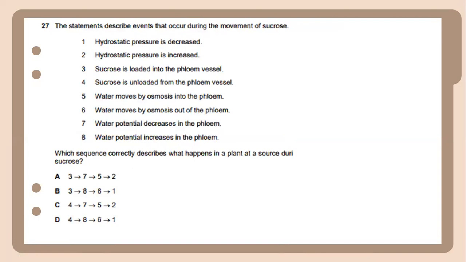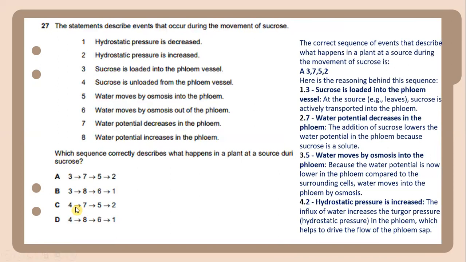27. The statements describe events that occur during the movement of sucrose. So the correct sequence of events that describe what is happening in a plant at the source during the movement of sucrose will be: sucrose is loaded into the phloem vessels at the source. For example, in a leaf, sucrose is actively transported into the phloem.